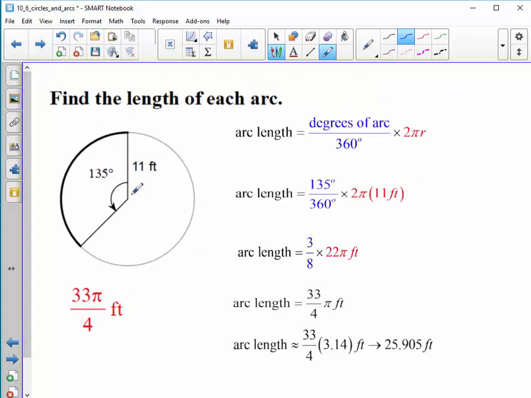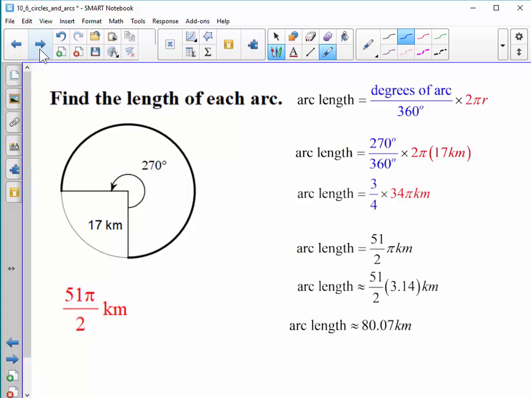And the length of this arc, okay, the proportion involved with this bold arc here is going to be 135 out of 360, so that's cool. And then we've got 11 feet for the radius, so you plug that into the 2 pi r, so 2 pi 11 feet. And then the 135 over 360 reduces to 3/8. 2 times 11, there's your 22. And then 66 over 8 is going to reduce to 33 over 4 with the pi over there. And we're done. And then there's the decimal approximation.